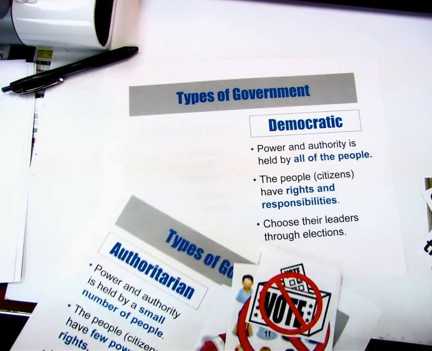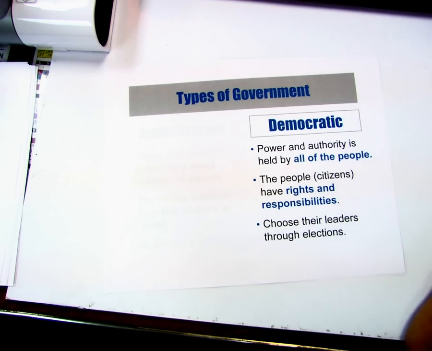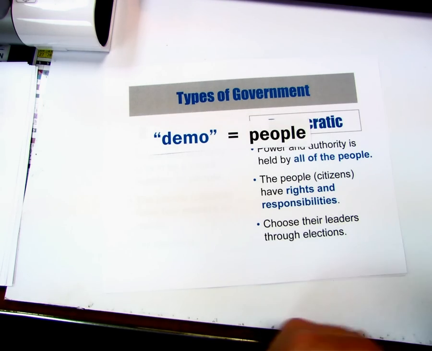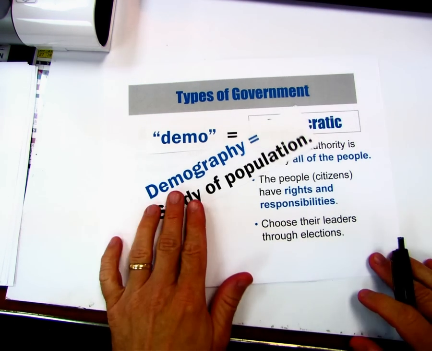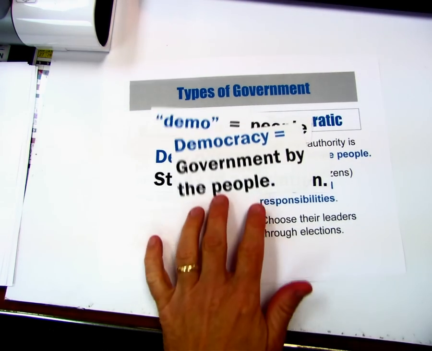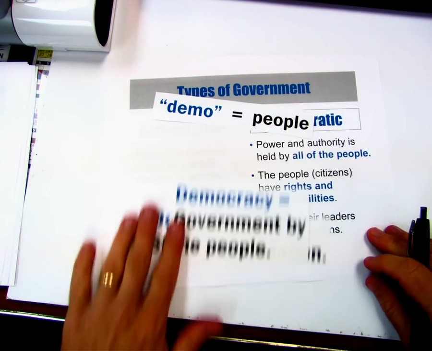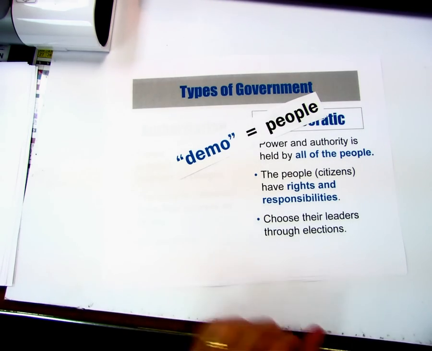Well, let's take a look at the other side then. How about democratic types of government? You might remember this prefix from our study of population. Remember, demo was the Greek word for people. We used that word before when we were talking about demography, the study of population, the study of people. Well, democracy or democratic government just means government by the people. So it comes back to this prefix, demo, meaning people.